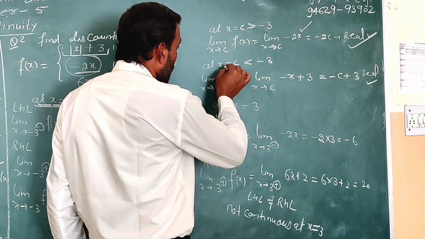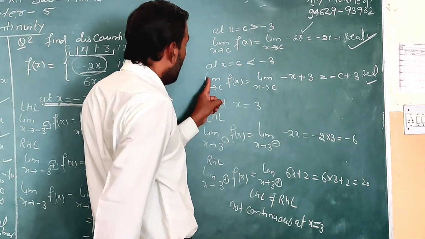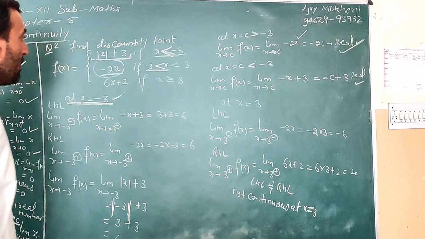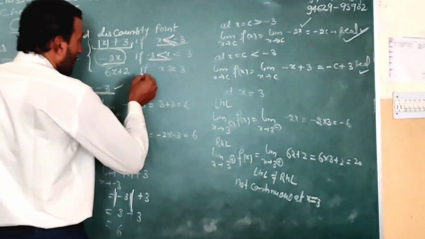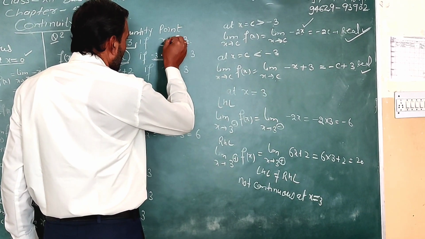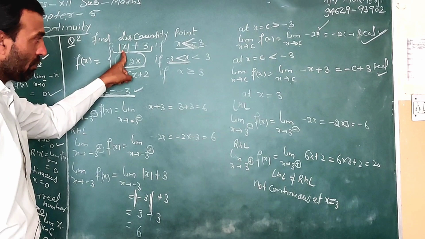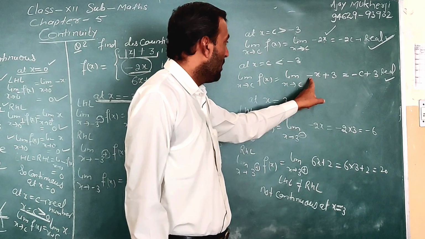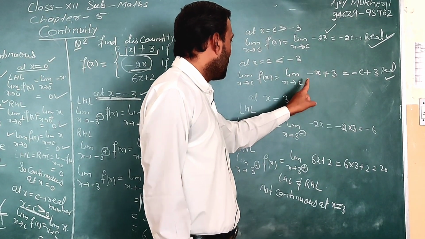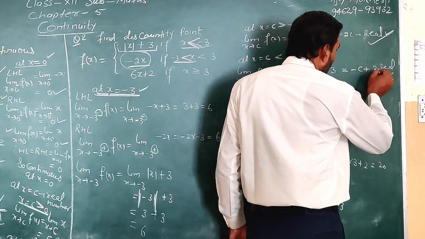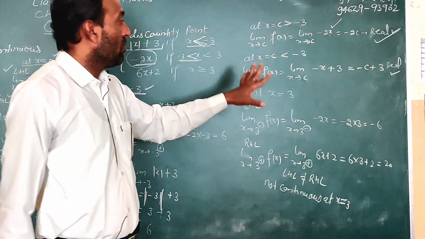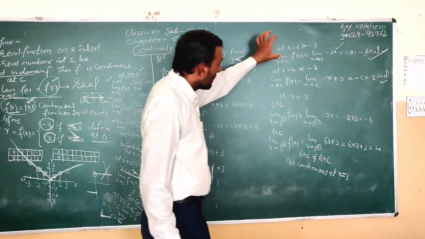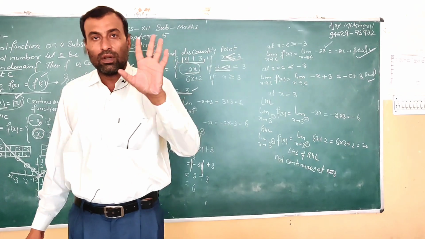Now I am taking one more situation, x equal to c less than minus 3, limit x tending to c of f(x). Here the condition is x less than minus 3, so we take modulus of x plus 3. But on the left side, the expression inside the modulus behaves like minus (x plus 3). So x is replaced by c, and the answer is minus (c plus 3). This answer is also real, so the function is continuous. At minus 3, greater than, or less than, in these three conditions the function is continuous.